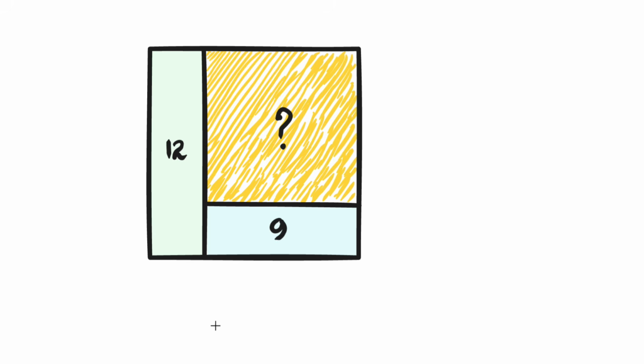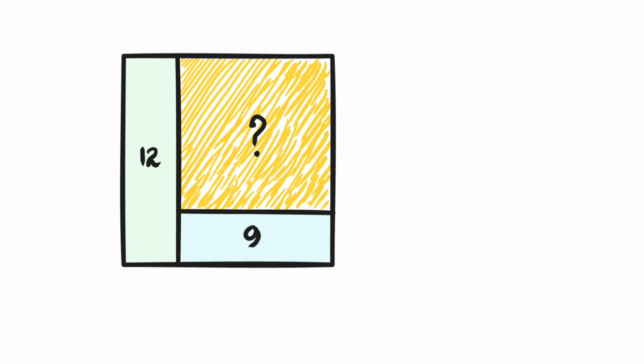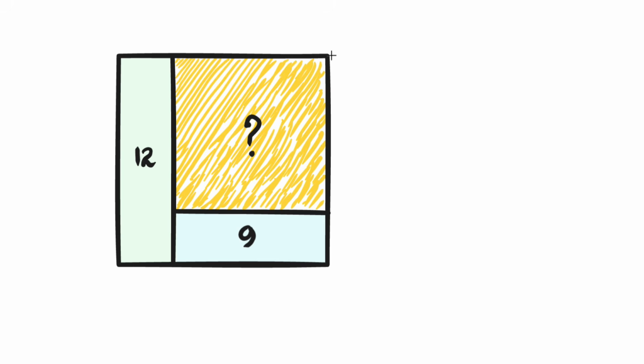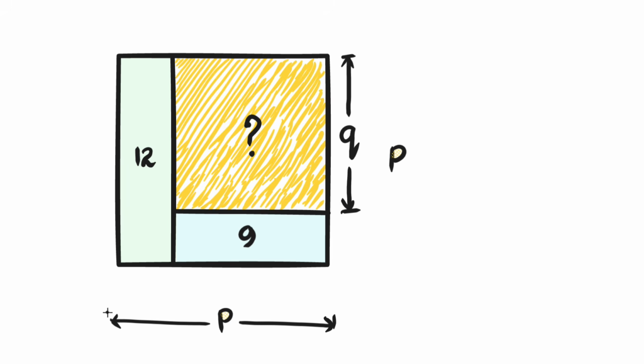Let's introduce two variables so that we can describe the entire figure algebraically. Let the side length of the large square be p, and let the side length of the smaller square be q. Because the large figure is a square, both its total width and its total height are p. Now, look carefully at the way the smaller square fits into the upper right corner. Its width is q, so the portion of the large square that remains on the left must have width p minus q. The height of that left rectangle is the entire height of the large square, which is p.